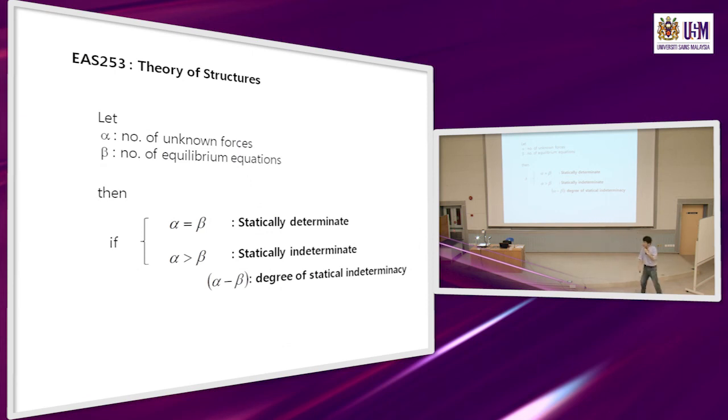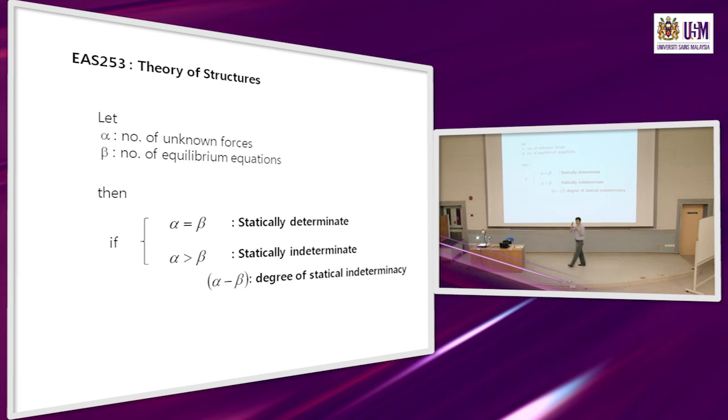Now, we put it in equations. Let alpha be the number of unknown forces and beta the number of equilibrium equations. If the number of unknown forces is equal to the number of equilibrium equations, it is statically determinate. If the number of unknown forces is more than the number of equilibrium equations, it is statically indeterminate. So alpha is the number of unknown forces, beta is the number of equilibrium equations. If this is equal to this, statically determinate. If this is more than this, we get statically indeterminate.